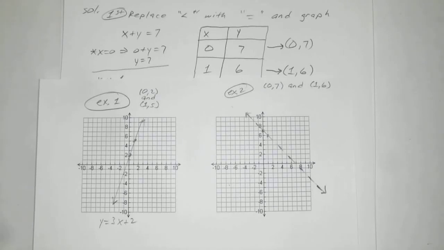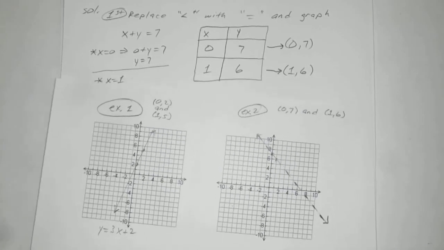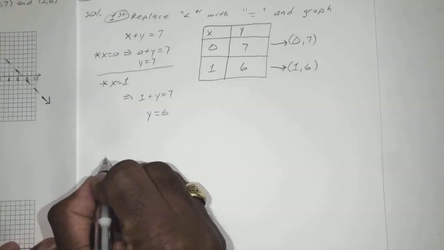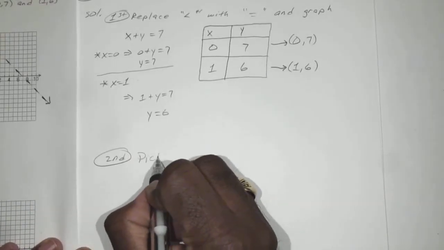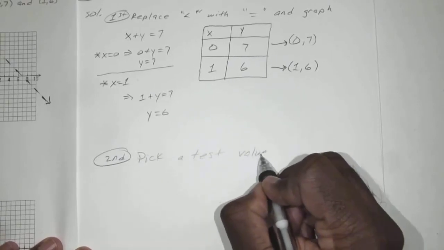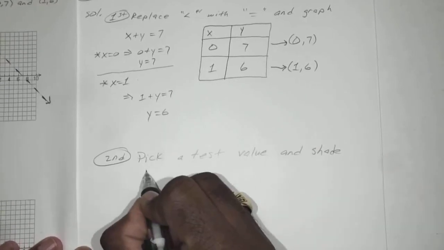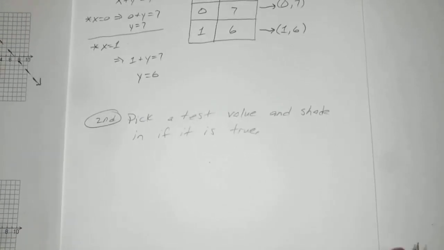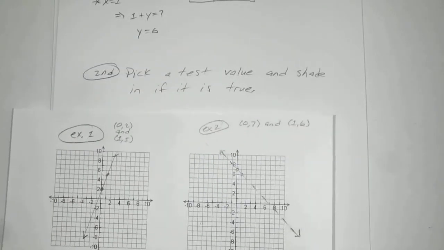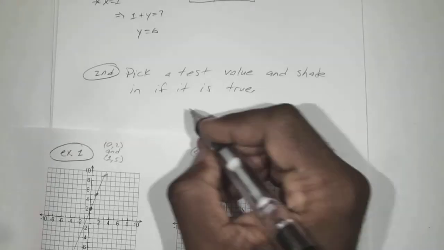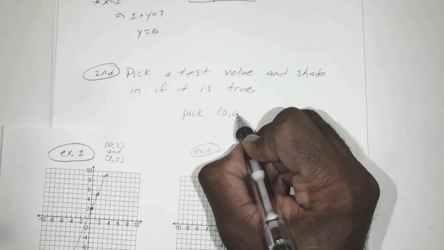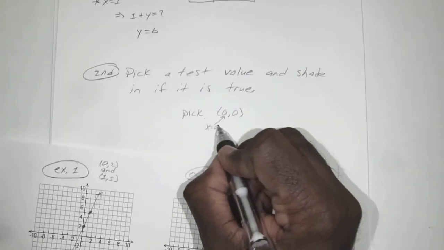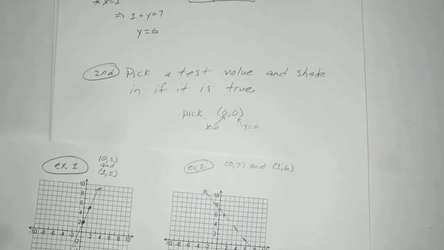Okay. Now we go for our second step. We pick a test value on either side. It doesn't matter, me personally, if 0, 0 is available, I always pick that one just because it's easy. Okay, so remember your second step. And shade it in if it is true. Okay, so let me move that up a little bit. Okay, so like I said, just randomly I picked 0, 0, where your x is 0 and your y is equal to 0. Like I said, completely random.